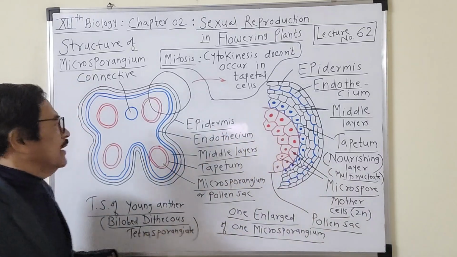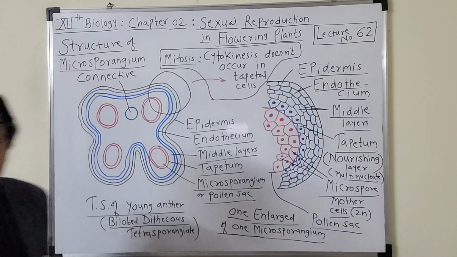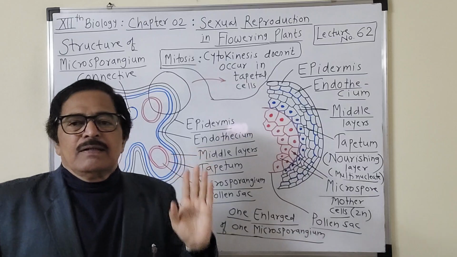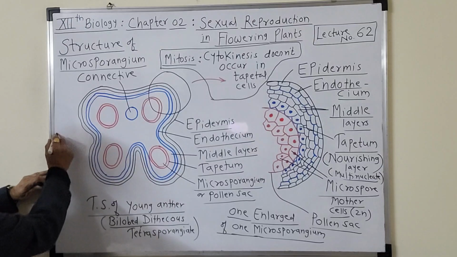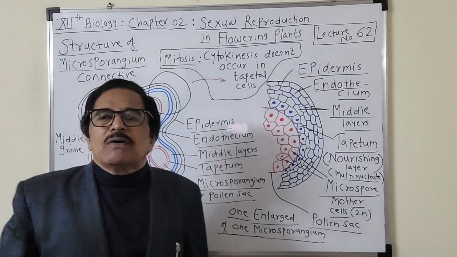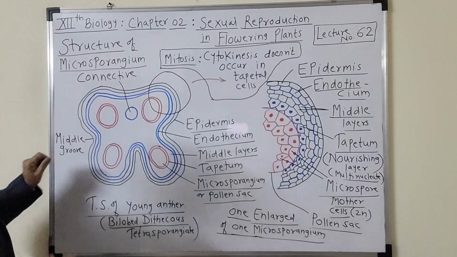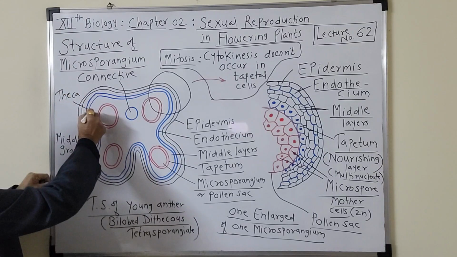Now another thing is that it is tetrasporangiate. मैंने पहले भी आपको बताया था that majority of the flowering plants have bilobed anther, that this is one lobe, this is another lobe, each lobe has got this middle groove. हर एक लोब में ये मिडल ग्रूव है, that will help for the purpose of dehiscence at the time of maturity. ये मिडल ग्रूव यहाँ पर है, ये मिडल ग्रूव यहाँ पर है. It separates the two theca. ये थीका एक यहाँ पे आ गया and the other theca is there on this side.